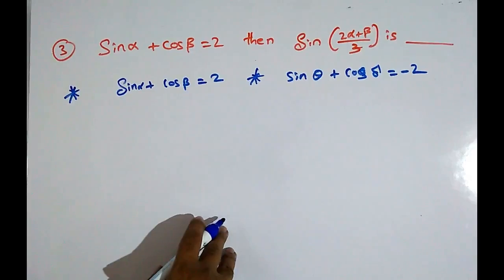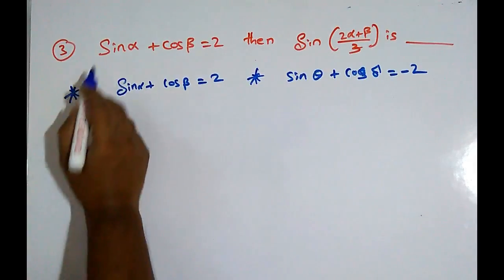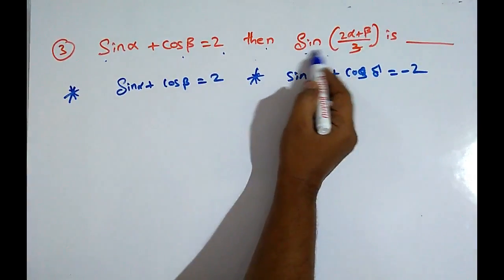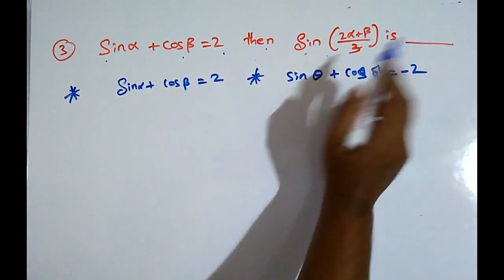See here, friends, there is another problem. Here the question is, if sine alpha plus cos beta is equal to 2, then we have to find sine of 2 alpha plus beta by 3 is?